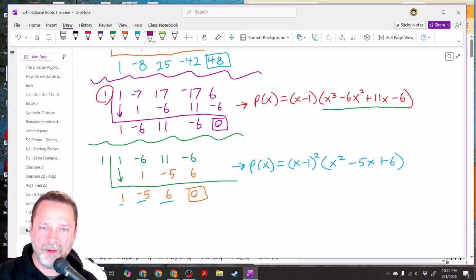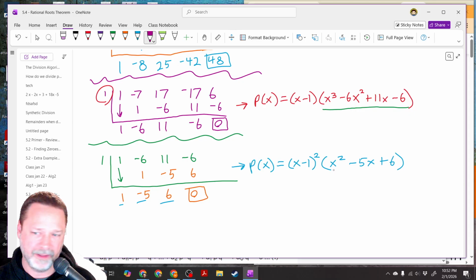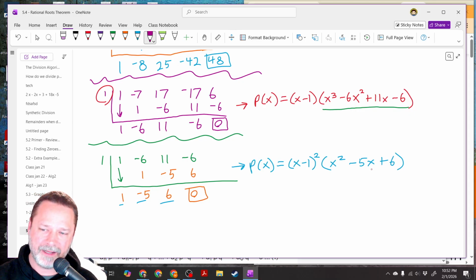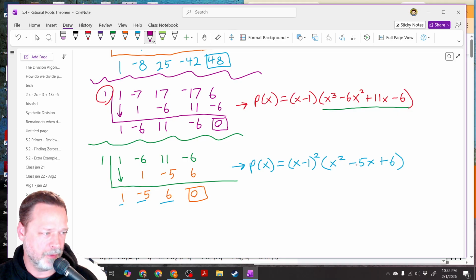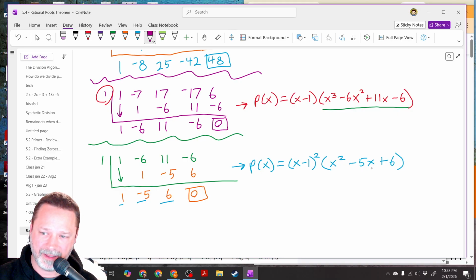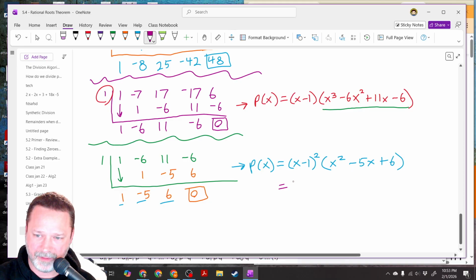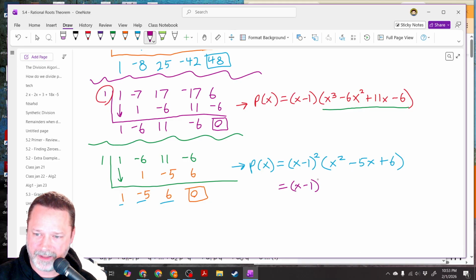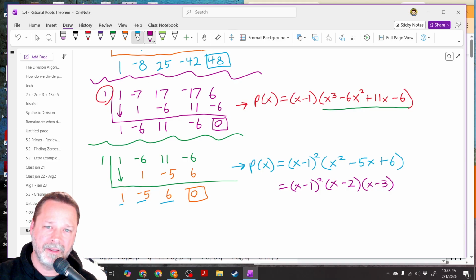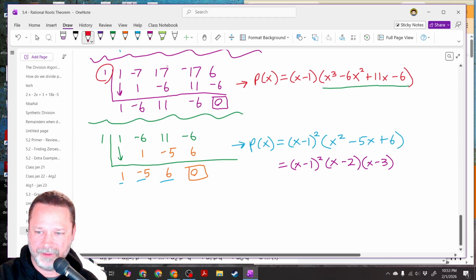All right, now we got one more thing to do. Well, no, we can keep going, but you know what? Once we're down to a quadratic, we're good to go. We know how to solve quadratics, any quadratic, and we like to do it by factoring if we can. And I'm looking at this guy, and I can see, yeah, it definitely factors. So I'm just going to keep this going. I have my x minus 1 squared. And this guy factors to x minus 2 times x minus 3. That's old stuff. Easy.